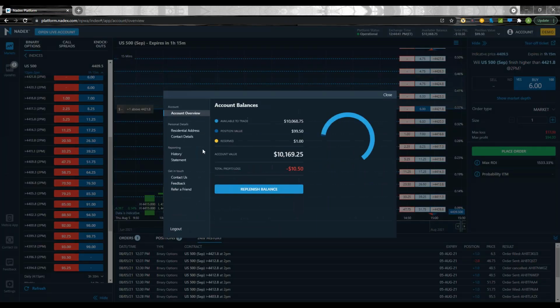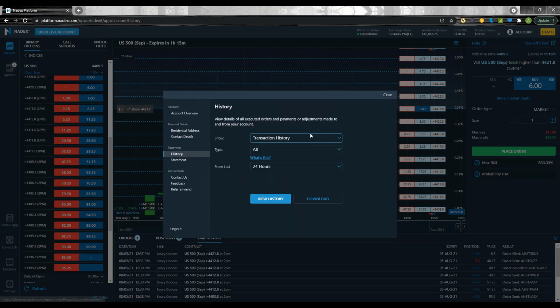But if you want a more in-depth history, you're going to want to go here to your reporting and click on your history. Now, you have a couple options here. You have your transaction or order history. I like transaction. Order is just going to show you all the orders you place. So it's going to have things like order sent, order filled, which you can actually see down here. I know it's a little bit dark, but it'll say, you sent an order, you filled an order, you sent an order, et cetera, et cetera.